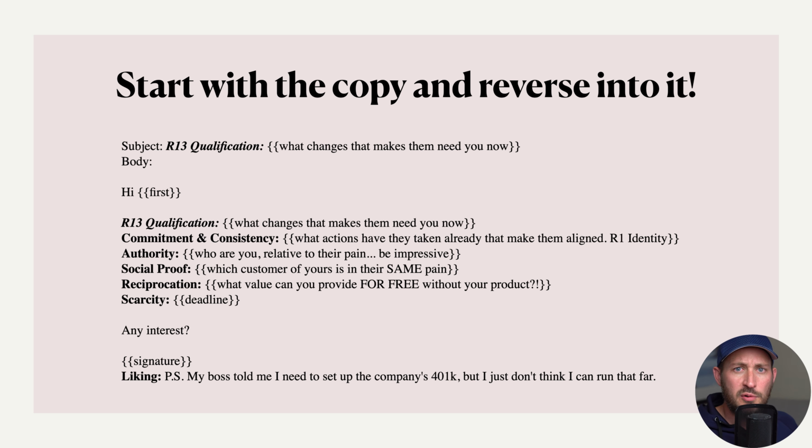Authority. Who are you relative to their pain? We are the number one, absolutely greatest company that has done this. We've worked with companies like Stripe, Google, Apple. And then social proof. Ideally, you want a customer that's in the same pain as them. If you can talk about a VP of engineering at Salesforce and you're selling to HubSpot, that's a great case study. Anytime that social proof can align with their identity, that is a really good thing.